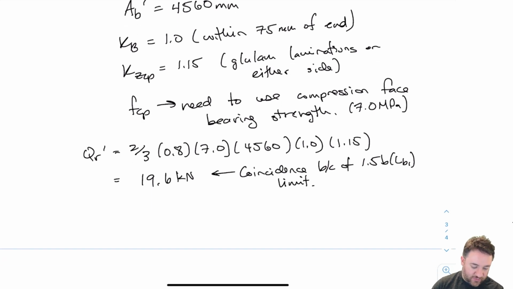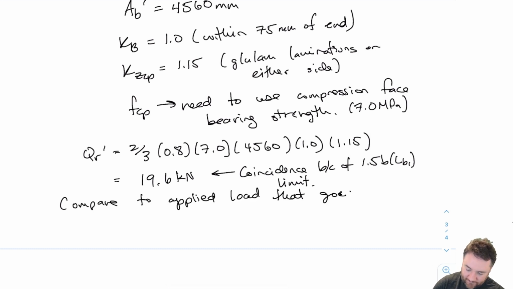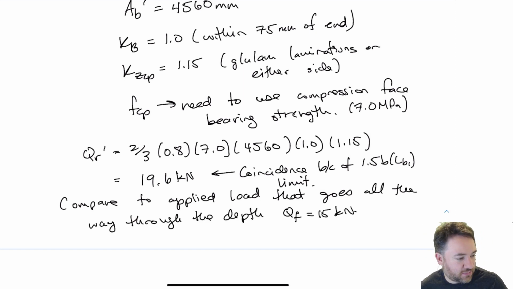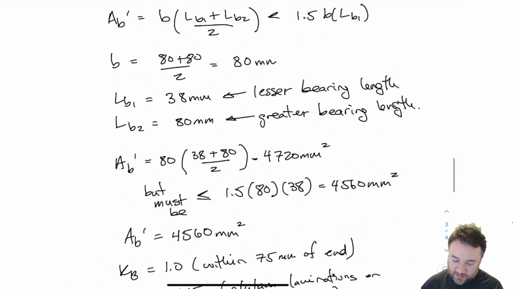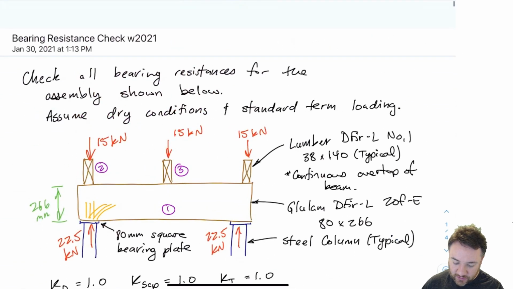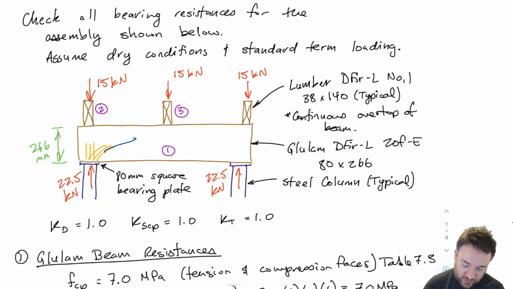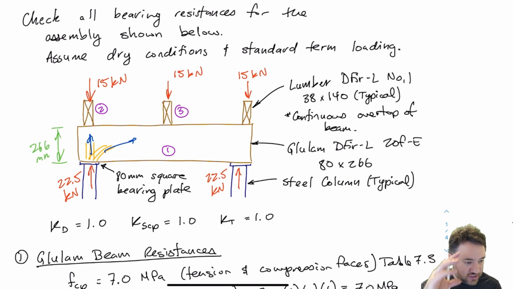So then which QF do I compare this to? This is the real trick of understanding the way to do this. Okay, so I'm saying here, we're going to compare this resistance to the applied load that goes all the way through the depth. Why am I doing that? So here, remember I have some portion of the load that goes off to 3, and I have some portion of the load that goes directly to 2 here. And it is this portion of the total load that goes between the steel column and the joist number 2 directly. That is the load that's causing the squeezing, right?